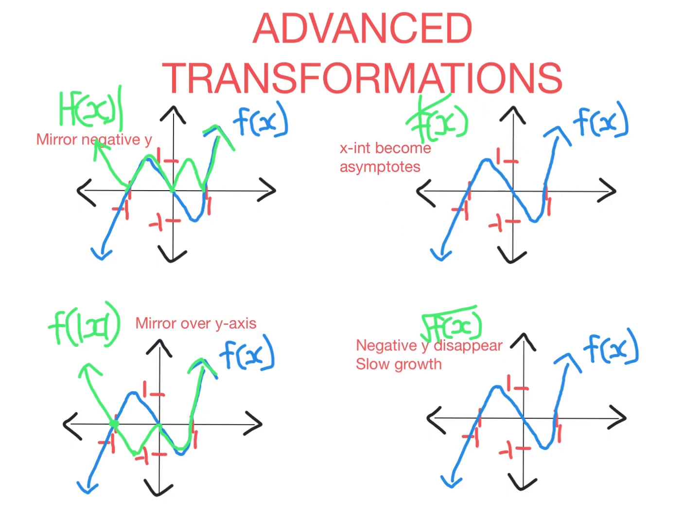So the key point when graphing 1 over f(x) is that x-intercepts of the original function become asymptotes of the transformation. For those who don't know, an asymptote is a line that the graph gets infinitely close to but never hits. It's like a no-go zone for the graph. So here, for f(x), the x-intercepts are -1, 0, and 1.